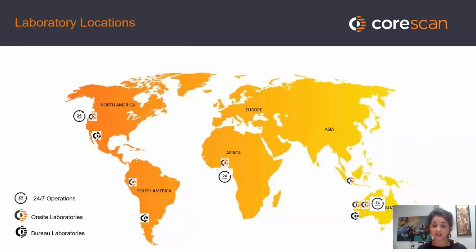In terms of where we're located, we currently have operations spanning the globe. We have bureaus set up where you can ship your core so that we can have a quick look and do a trial. We have them in Santiago de Chile, in Hermosillo, Mexico, as well as in Perth, Australia. The other little Corescan points are different areas where we have on-site laboratories working with specific companies, and the 24-hour signal indicates that that lab is operating 24 hours a day.